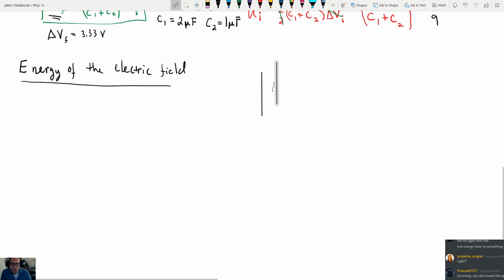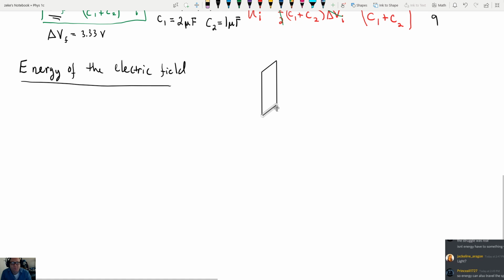And we want to know, how is the energy of the electric field related to the electric field size? I think it makes sense to presume that the bigger an electric field is, the more energy there would be in that region of space. And that's basically what we want to prove.